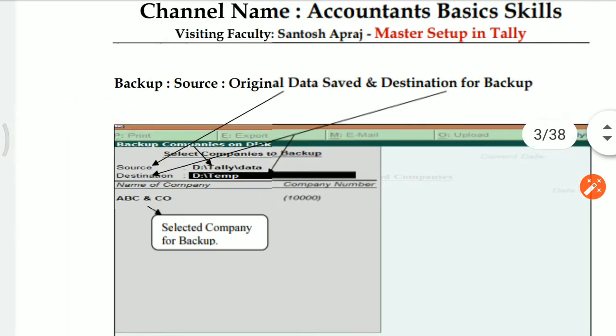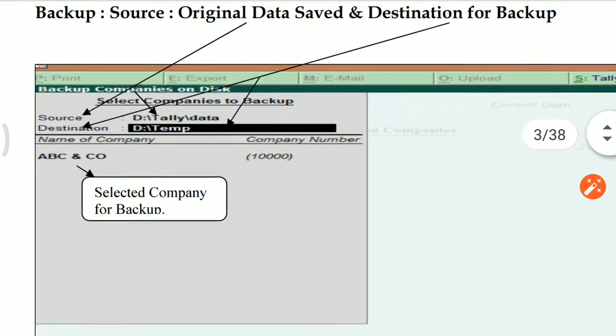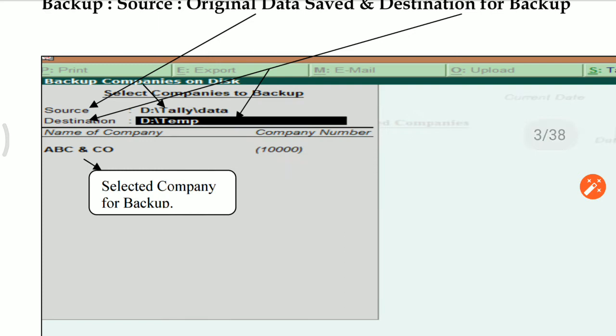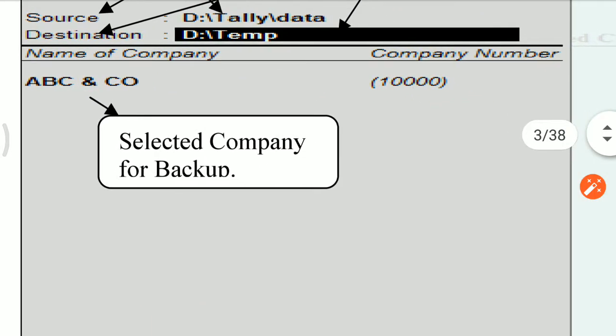Next one is backup. Friends, backup is most important, because if something happens to your Tally data, then based on the backup you can restore it. Now we should understand how backup is done. When you press backup, the screen will appear, that is source, and second one is destination. In destination, manually you can update the new path where you want to take the backup, and below destination, name of the company, means you have to select the company.